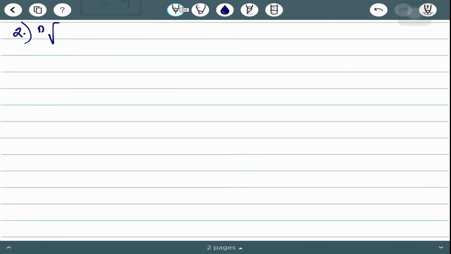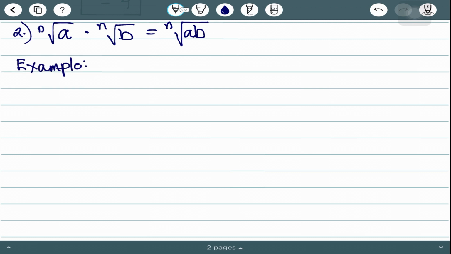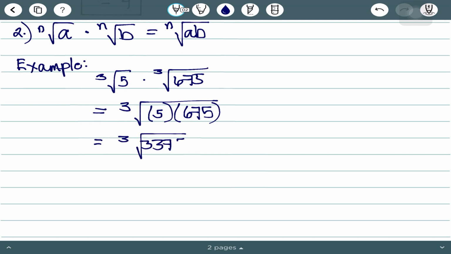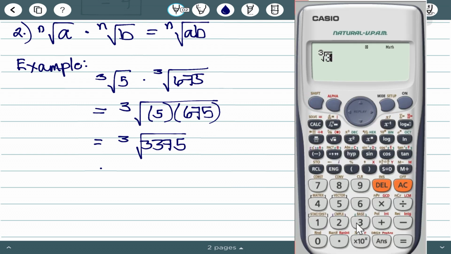For the second property, if the nth root of a is multiplied by the nth root of b, then it would be the same as the nth root of a times b. For example, if you multiply the cube root of 5 to the cube root of 675, then it would be equal to the cube root of 5 times 675. This will result to the cube root of 3375. If we input this in our calculator, the answer is 15.